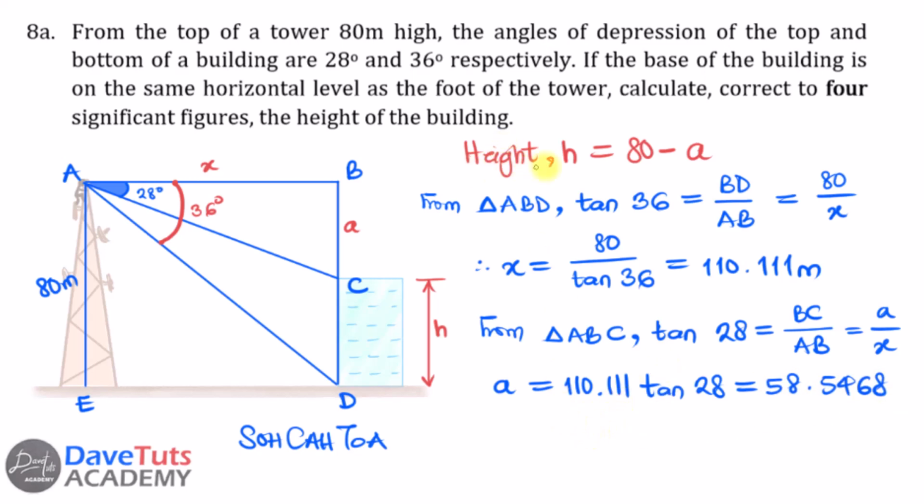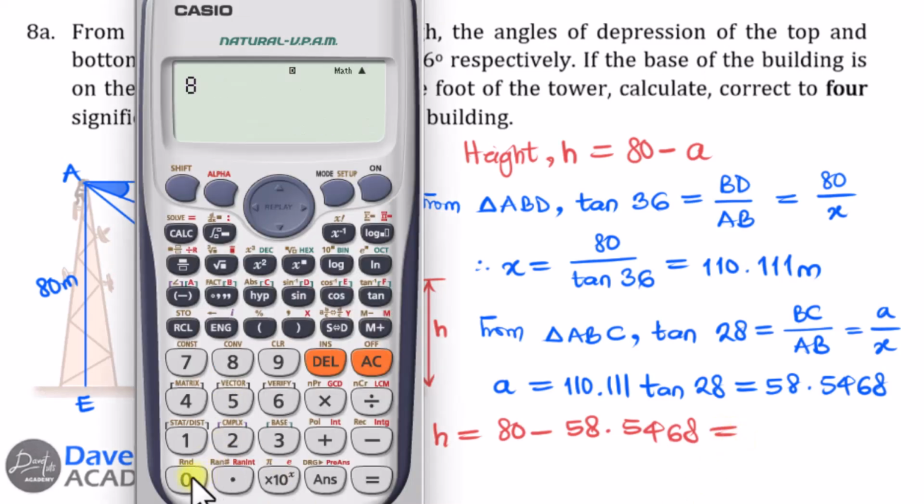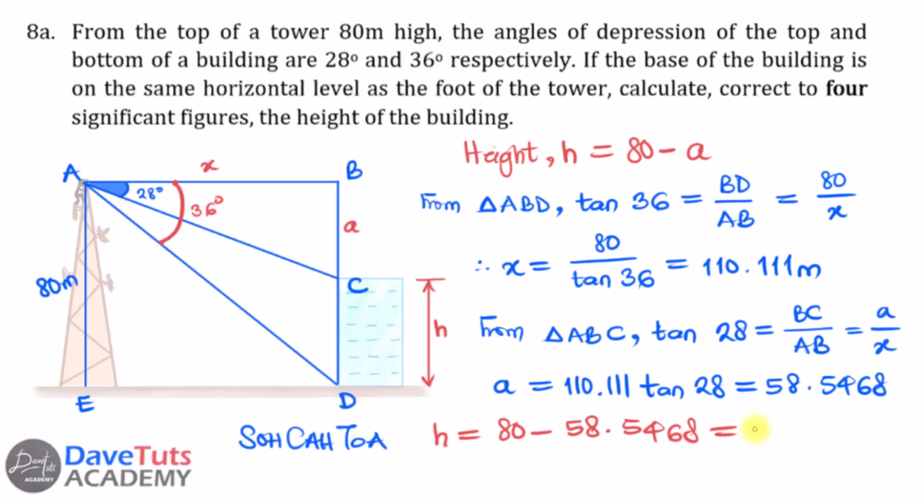The height of the building we are looking for, we have said initially that that height is nothing but 80 minus A. And now look at A. A is 58.5468. So if you want to do that, you can say 80 minus the answer we just got, 21.4532. But look at the question.